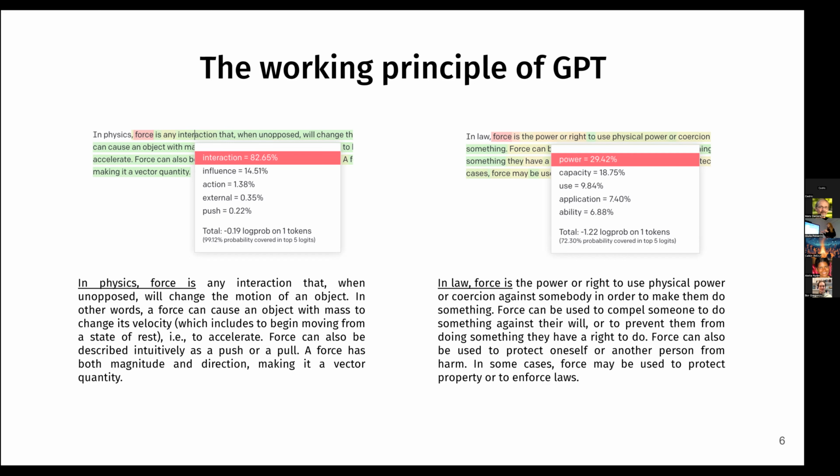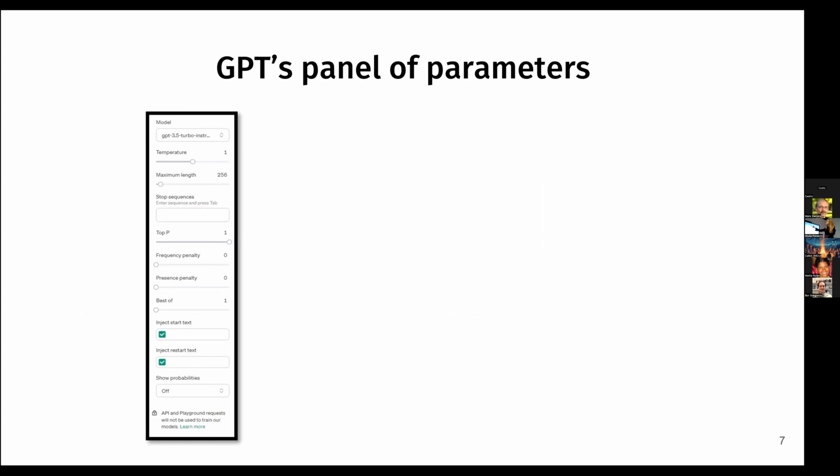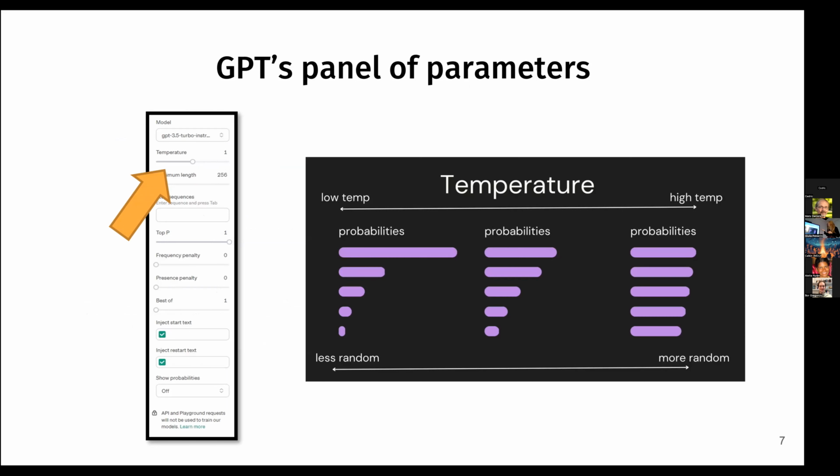But as I said, there are some parameters that can be modified, and especially for the probability of having a certain output, there is an interesting parameter. This is a picture of the GPT panel of parameters, and an interesting one is the temperature. The temperature is a number between 0 and 2, and by default it is set to 1. It is used to control the randomness of the output. If you set it higher, you have a more random output, while if you set it lower, you have a more deterministic output, so it will be more likely that you always have the same sentence in the end.